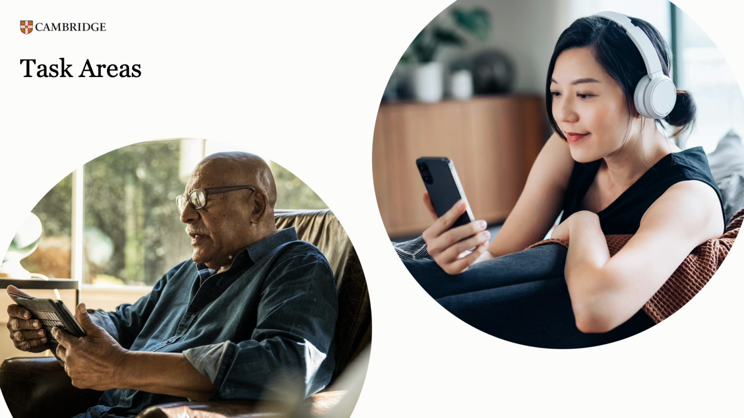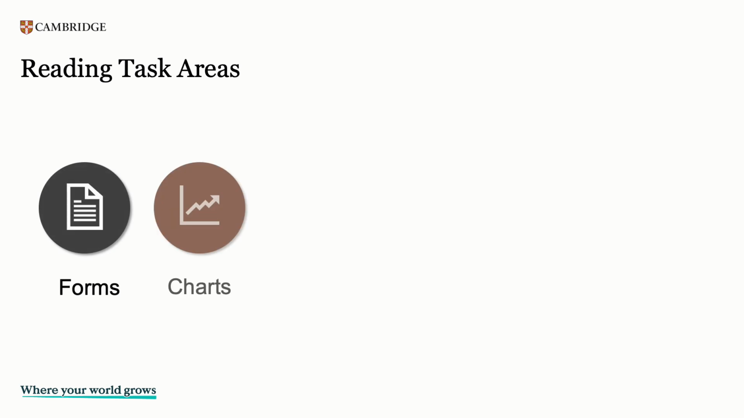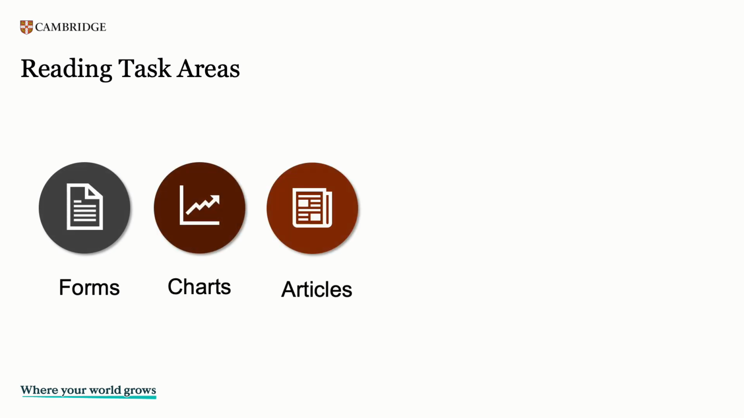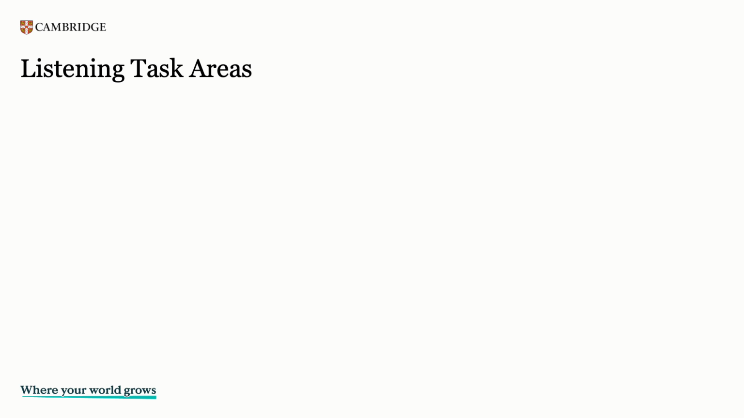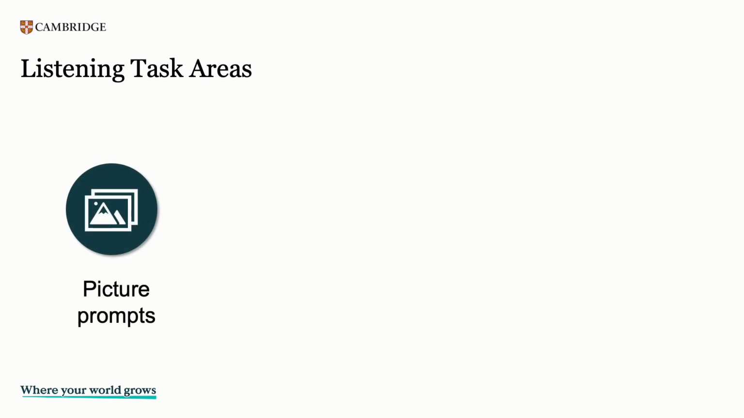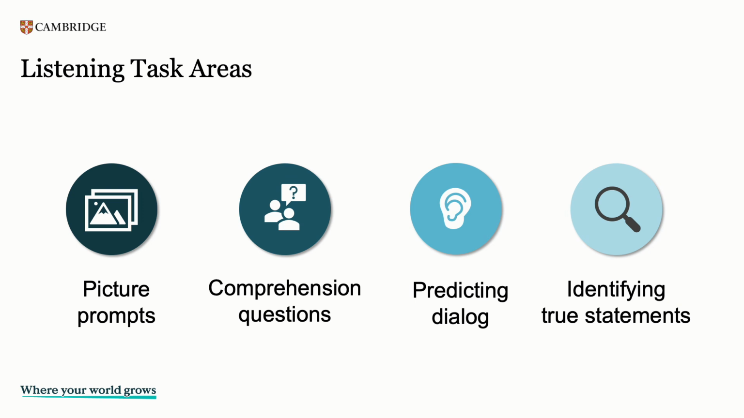Giving students opportunities to familiarize themselves with these task areas is vital to preparing them for STEPS. Again, these familiar tasks appear throughout Ventures. Reading task areas include forms, charts, articles, signs, product labels, and diagrams. Listening task areas include picture prompts, comprehension questions, predicting the next line of a dialogue, and identifying true statements.